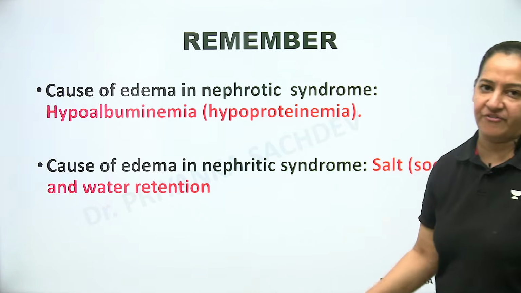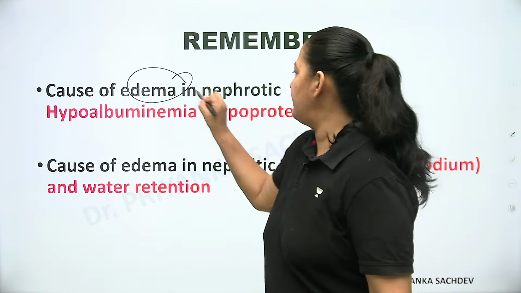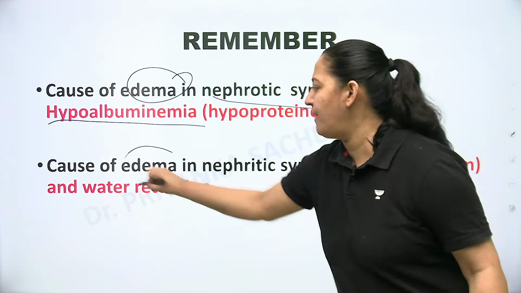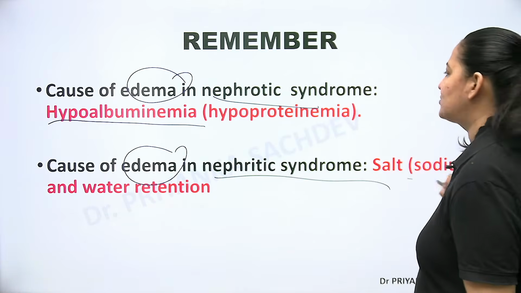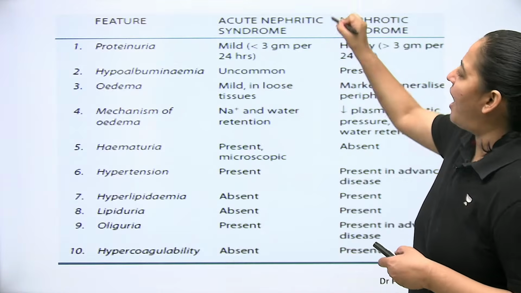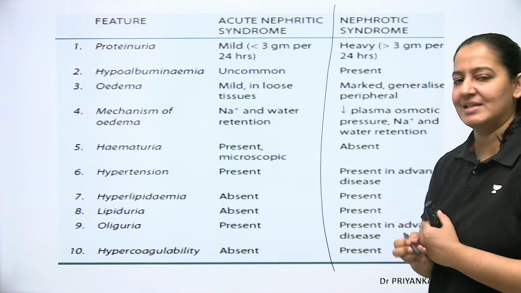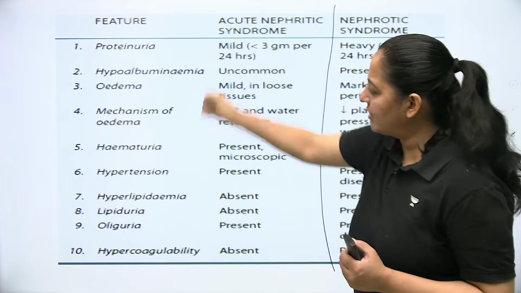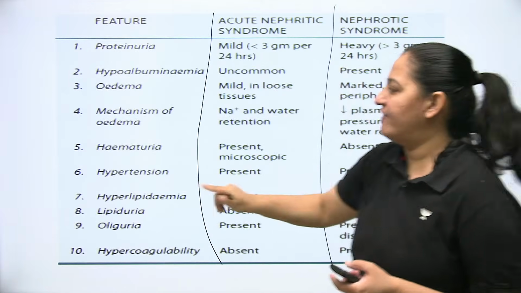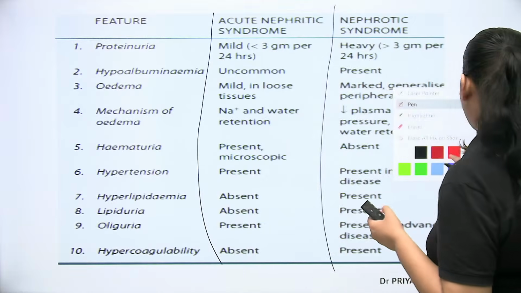The reason for edema is different. The reason for edema in nephrotic syndrome is hypoalbuminemia. And the reason for edema in nephritic syndrome is sodium water retention. I have already explained the two things. I guess we are done with nephritic and nephrotic. Does anyone have any doubt? You can read all the points. I have already explained all the points, which feature is common where. So we will see all the points one by one.